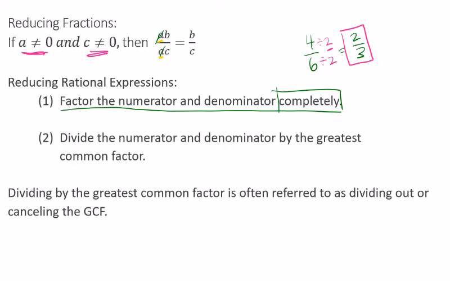So number 2, divide the numerator and denominator by the greatest common factor. Okay, and basically that's what we talked about. Like here, dividing by a, here dividing by 2, right? So once we factor everything out, then we can identify the greatest common factor and divide by it. Okay, and we want to divide the numerator and the denominator. Don't forget to do both. All right. And just a little terminology here. Dividing the greatest common factor is often referred to as dividing out or canceling the GCF. Okay.